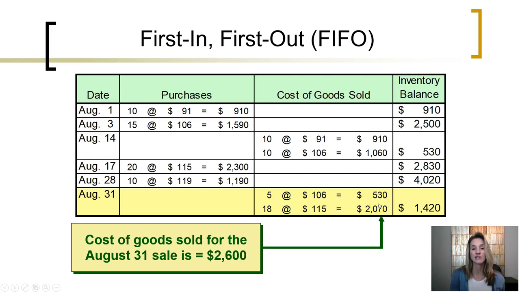We need to go to the next first in layer. After we wiped out the layer of $106, the next first in layer was 20 at $115. Of those, 18 were sold, assigning a cost of $115 to those 18. The total cost of goods sold on August 31st is $2,600. That will leave us with $1,420 of inventory on hand, which is 2 at a cost of $115, and all 10 of these at a cost of $119, for a total inventory cost of $1,420.